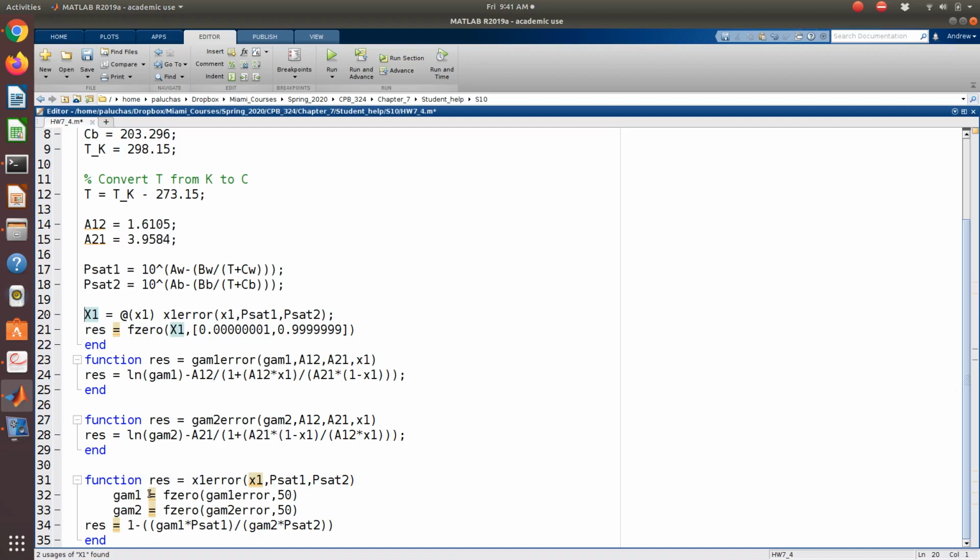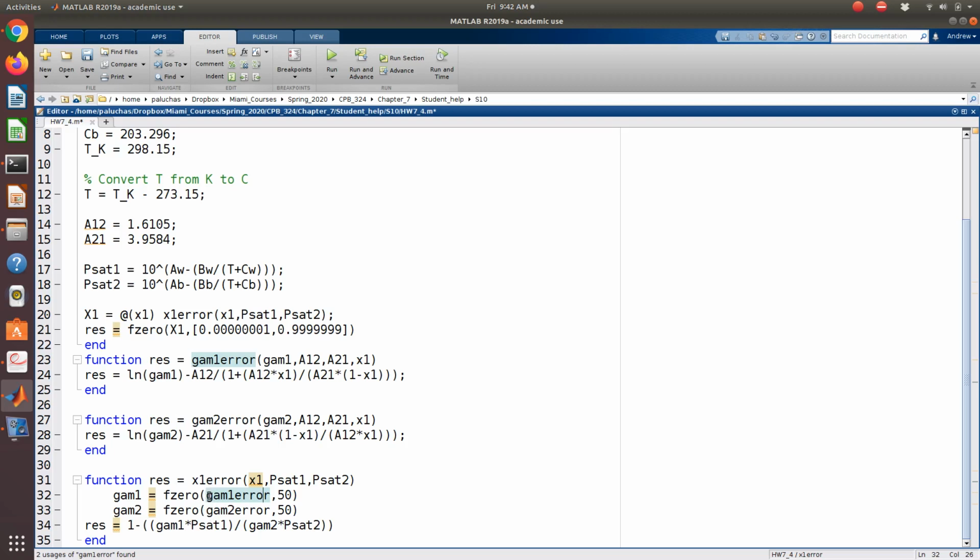Next, gam1 and gam2, you have f0 calls. The first thing is that my error function needs to be of type function handle. The only reason we don't need the at sign up here is because x1 is an anonymous function, which is already of type function handle. Here, though, gamma 1 error and gamma 2 error are just standalone functions. So even if that was correct, I would need to put an at symbol in there to make them a type function handle.